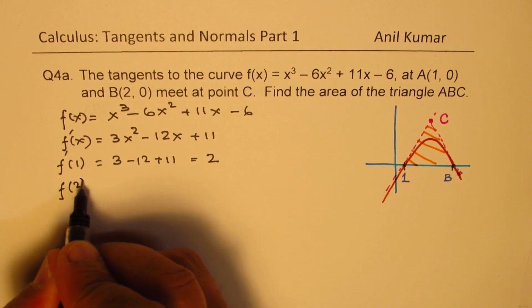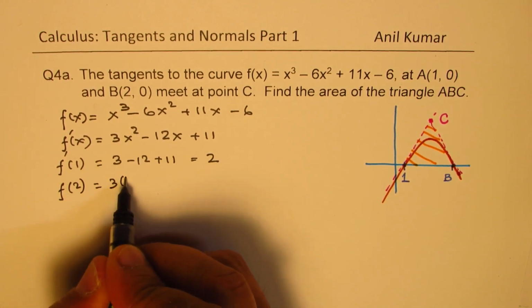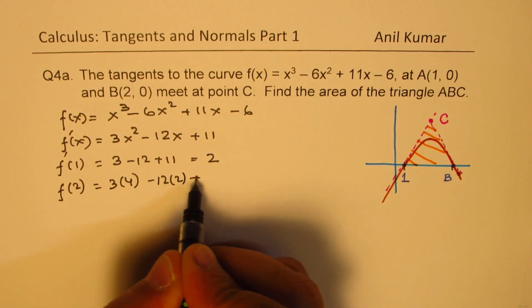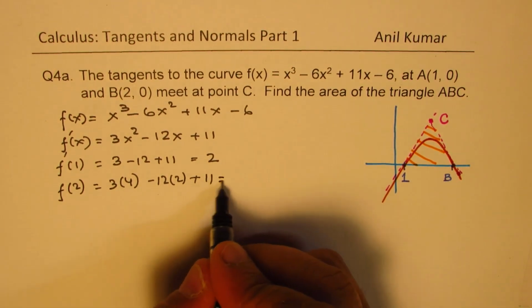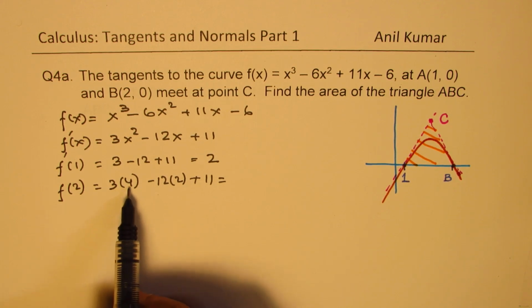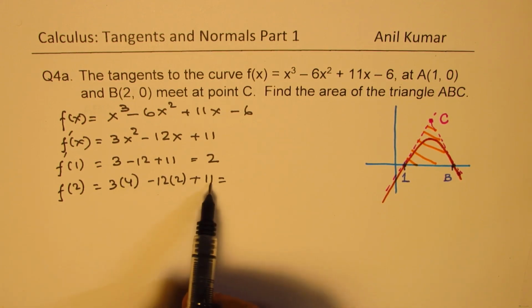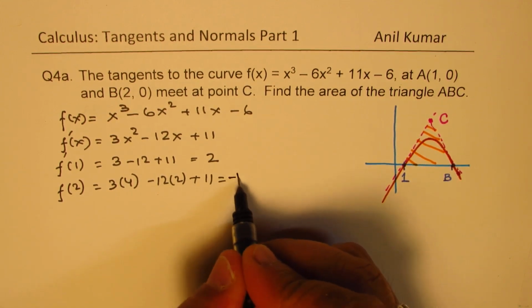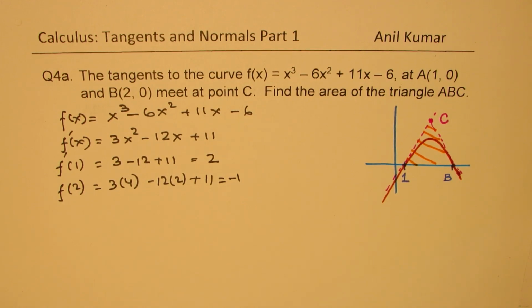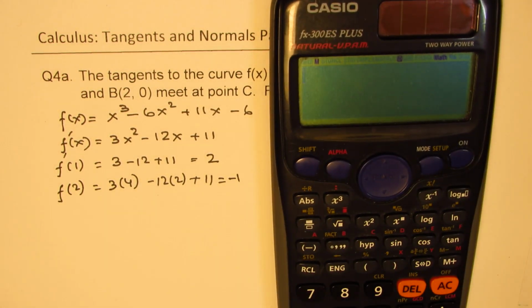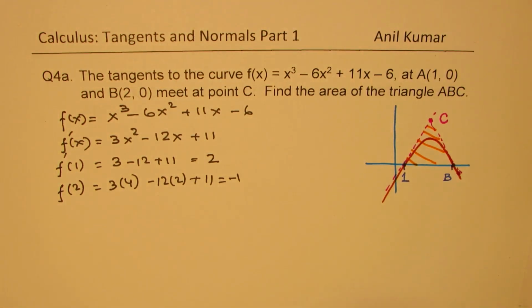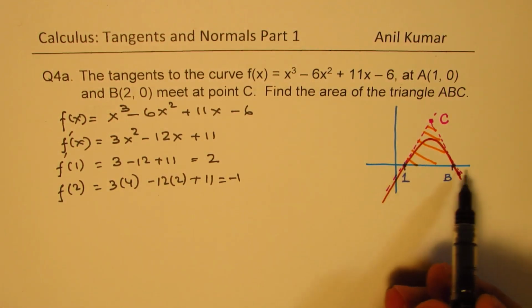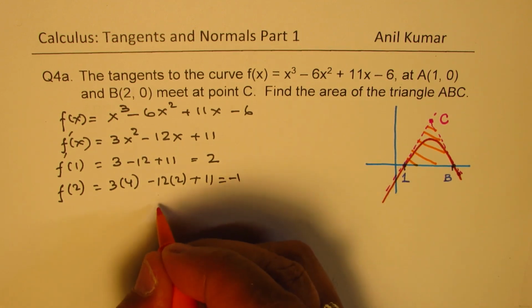And the derivative at 2 will be found by substituting 2 here. We get 3 times 4 minus 12 times 2 plus 11, which is 3 times 4 is 12, and 12 plus 11 is 23. And here we have 24 minus, so it's minus 1, right? You can actually use a calculator also. Let's use the calculator. We have 3 times 4 minus 24 plus 11, right? Which is minus 1. So we have both the slopes and we have both the points. So let's find the equation of these lines.